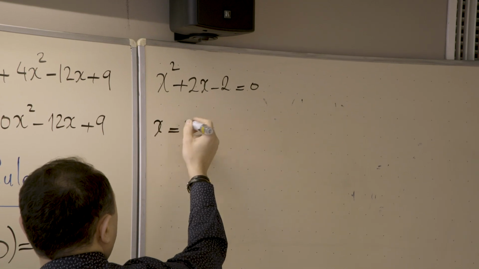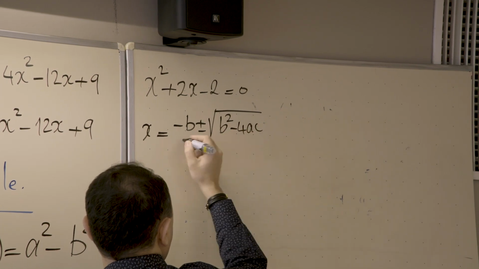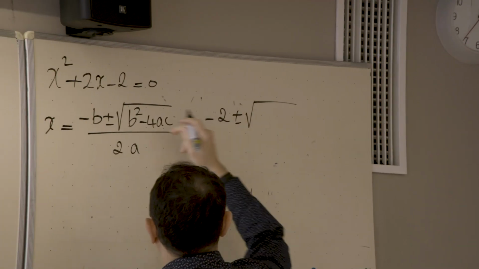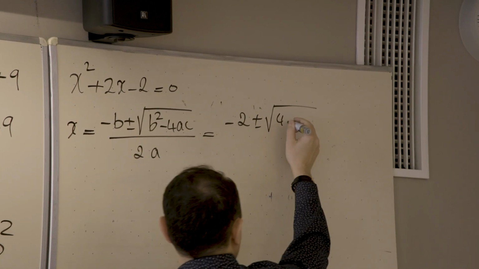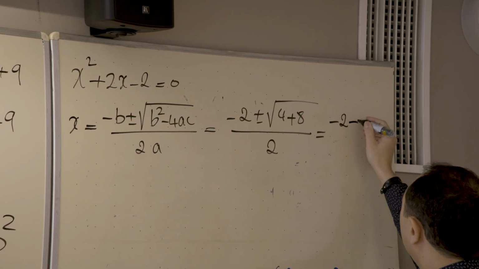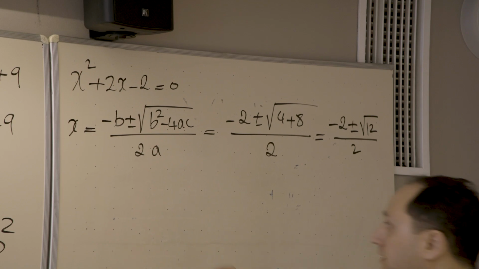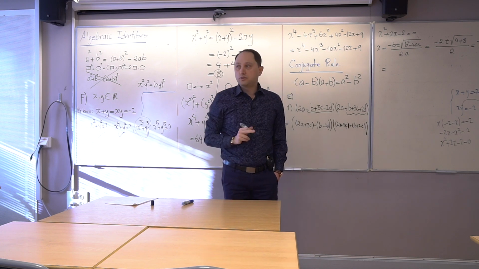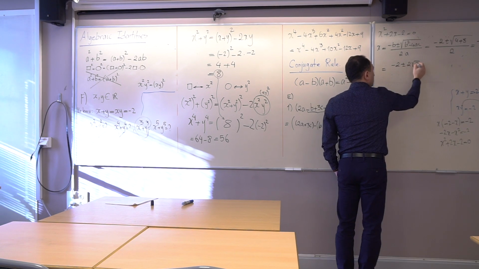So x is minus b plus and minus square root of delta, which is b squared minus 4ac, divided by 2a. So if I continue, this becomes minus 2 plus and minus square root of, this is 4 minus 4 times this times that is 8, and then divided by 2. So then it becomes minus 2 plus and minus square root of 12 divided by 2. And then what can I do? Instead of a square root of 12, I can write 4 times 3. Square root of 4 is 2, so I can take it out. So it becomes, I want to simplify.